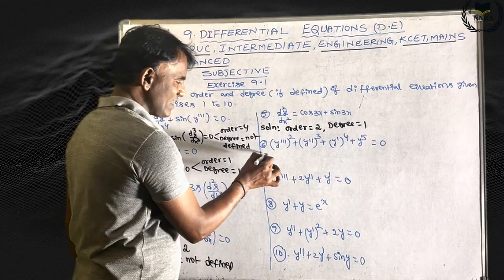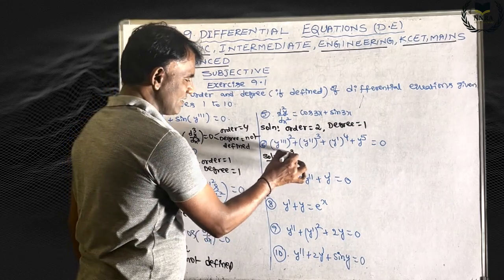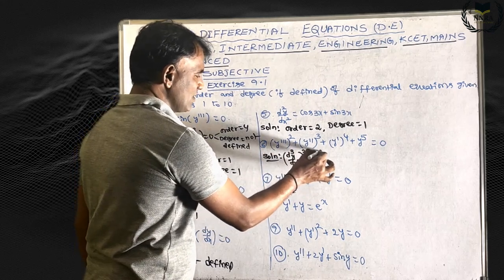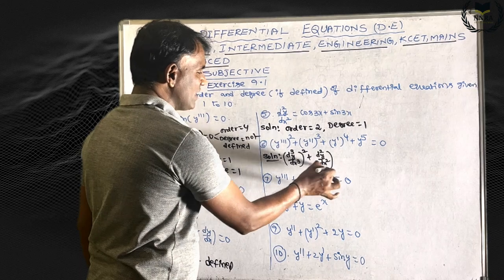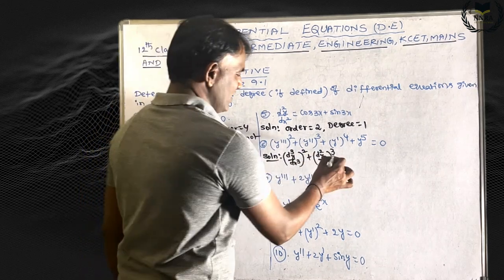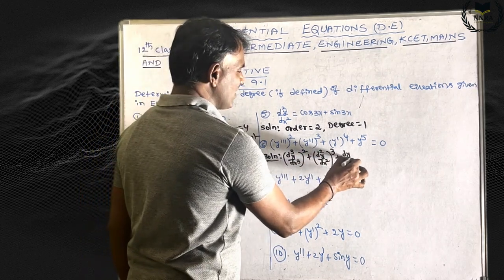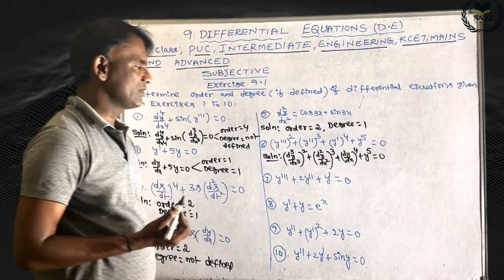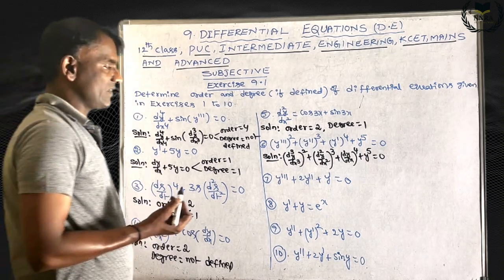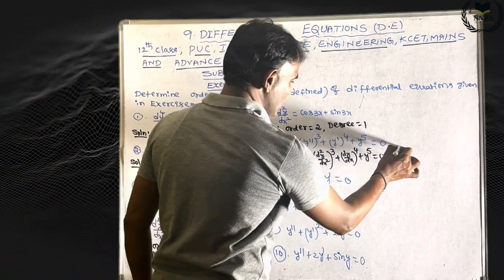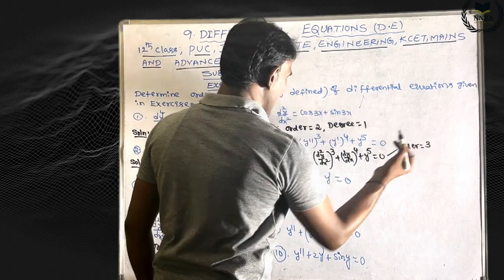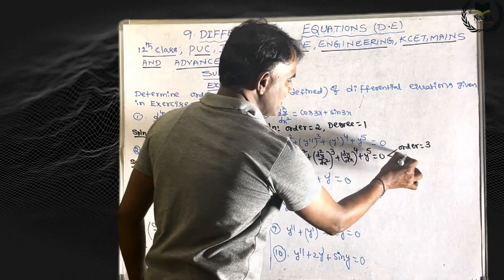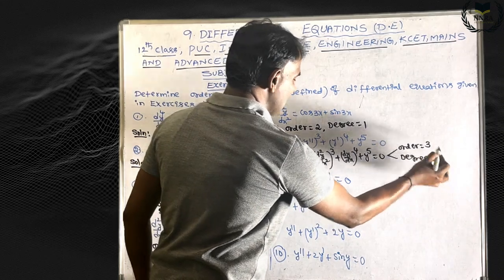And how to write this equation? (y triple dash, d cube y by dx cube) whole square, (y double dash, d square y by dx square) whole power 3, y dash means what is that? (dy by dx) whole power 4 plus y power 5 equal to 0. So which is the highest order derivative here? d cube y by dx cube. So order equal to 3. And what is the power of this highest order derivative? 2, right? So degree is equal to 2. So this is the answer.